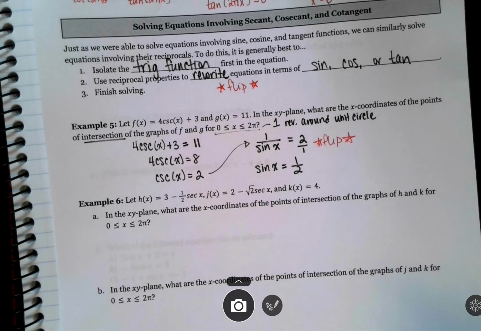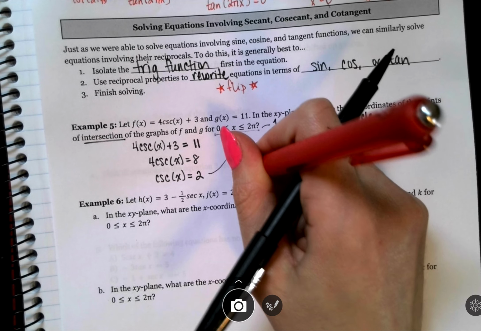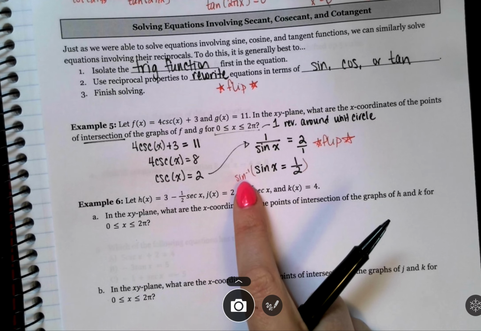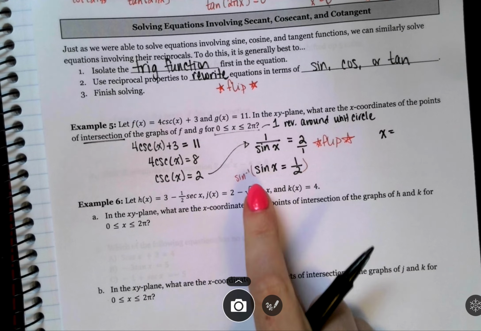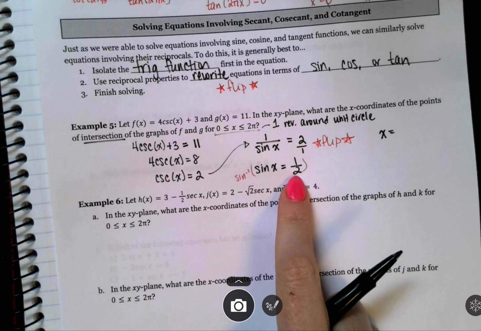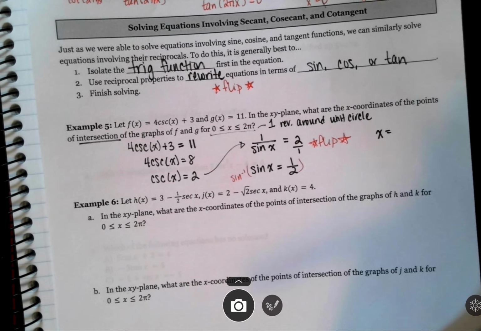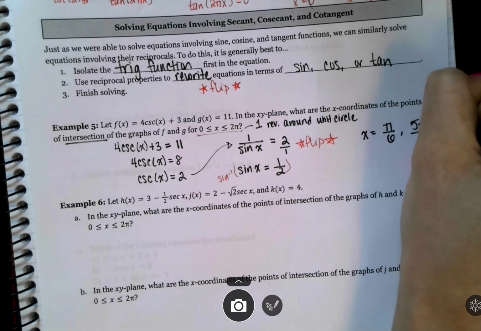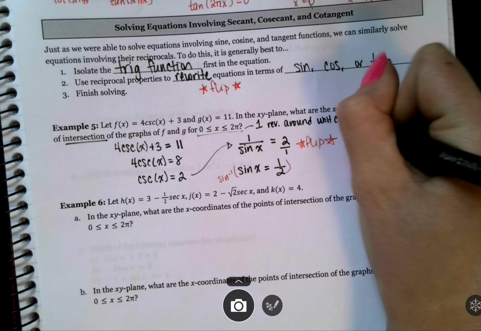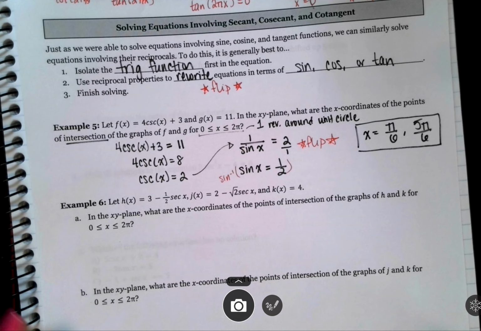Now I can finish solving this. I want to take arc sine of both sides. Arc sine of sine will cancel this out, so I'm left with x by itself. And then arc sine of 1/2, I want to look at my unit circle. So arc sine of 1/2 gives me 2 angles. I get pi over 6 or 5 pi over 6. So those are my 2 solutions for example 5.